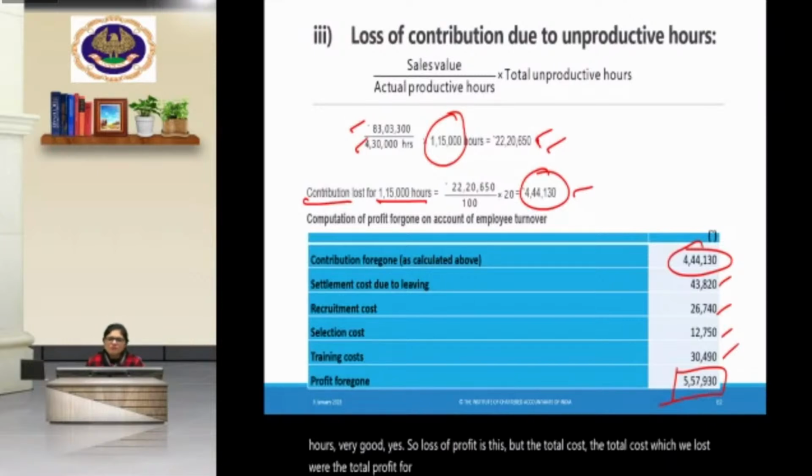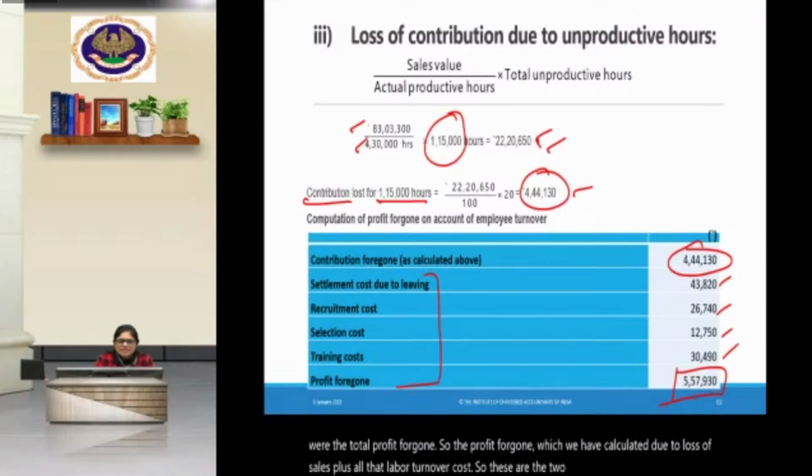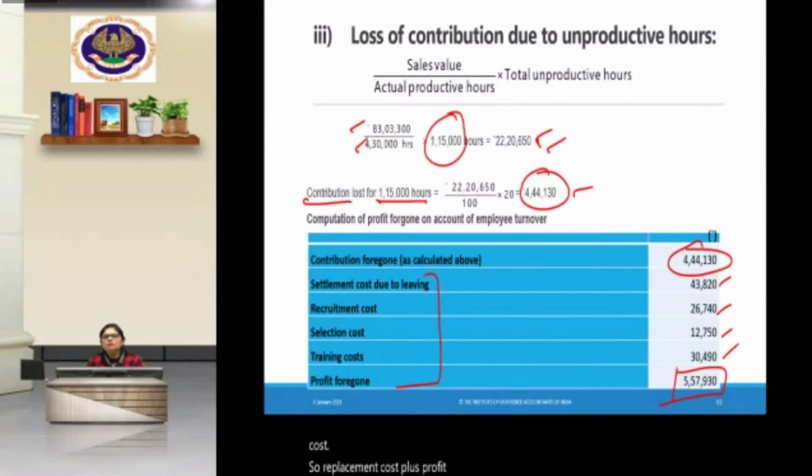foregone. So the profit foregone which we have calculated due to loss of sales plus all that labor turnover cost. So these are the turnover cost. Settlement cost, recruitment cost, selection cost, training cost. So these are basically all the replacement cost. So replacement cost plus profit foregone is the total cost the organization suffered due to labor turnover.